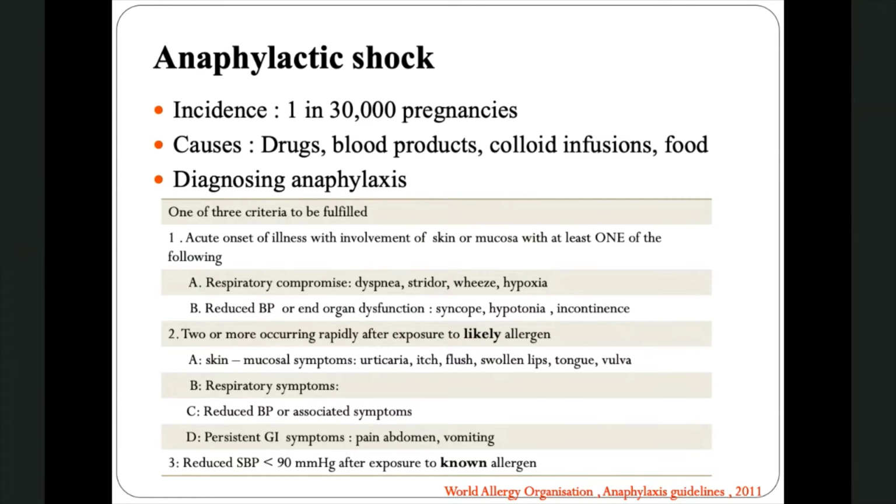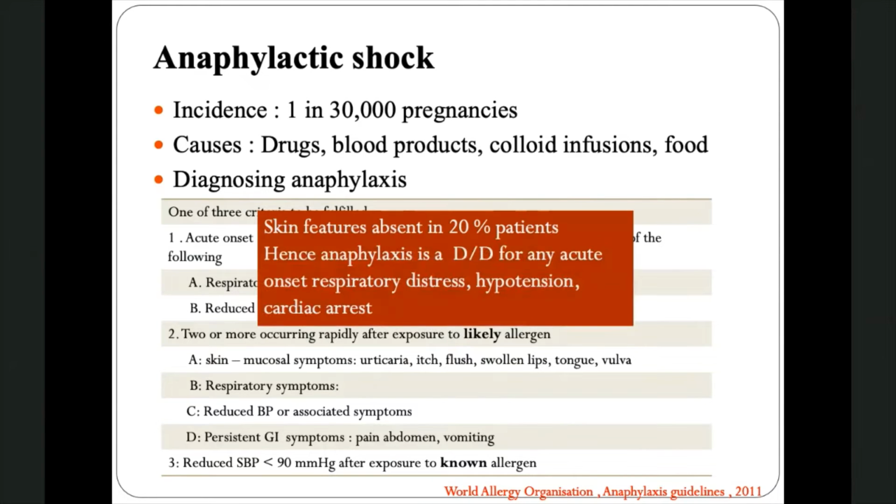So there are skin symptoms and signs. There are respiratory symptoms and signs. Reduced blood pressure is there. Persistent GI symptoms like abdominal pain and vomiting might be there. But we need to consider that skin features are absent in 20% of patients. Hence, anaphylaxis is a differential for any acute onset respiratory distress, hypotension, and cardiac arrest.